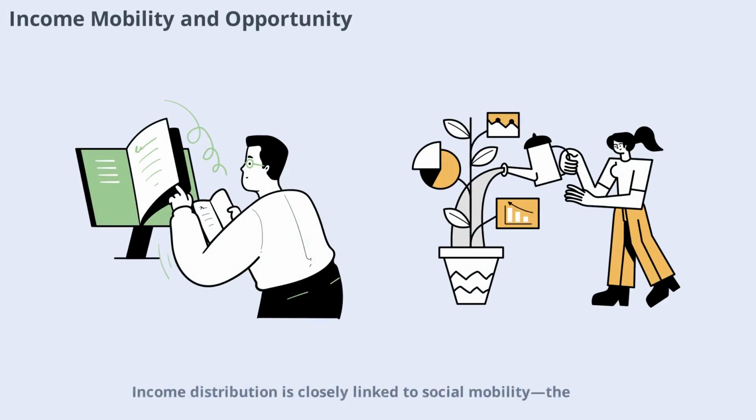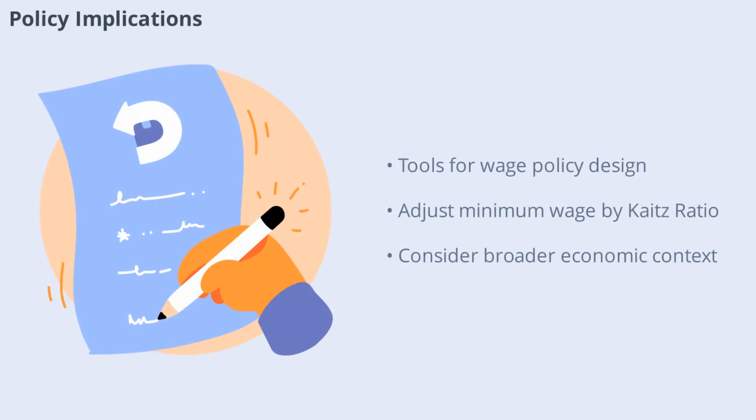Income distribution is closely linked to social mobility, the ability of individuals to move up the economic ladder. When income is distributed more equally, people have greater opportunities to improve their lives through education and hard work. However, high inequality can create barriers that limit upward mobility. By studying income distribution and the Kaitz curve, we gain insights into how policies can promote greater opportunity and reduce persistent poverty.